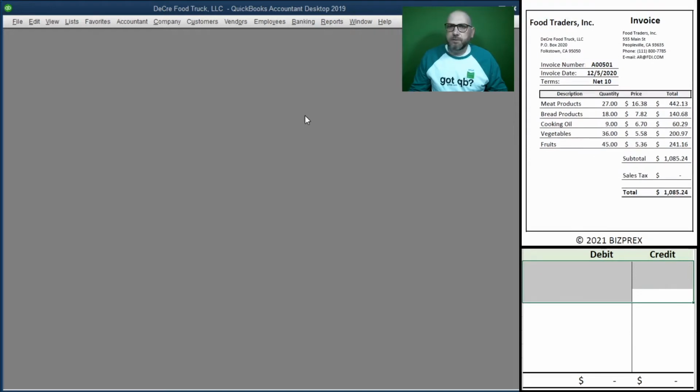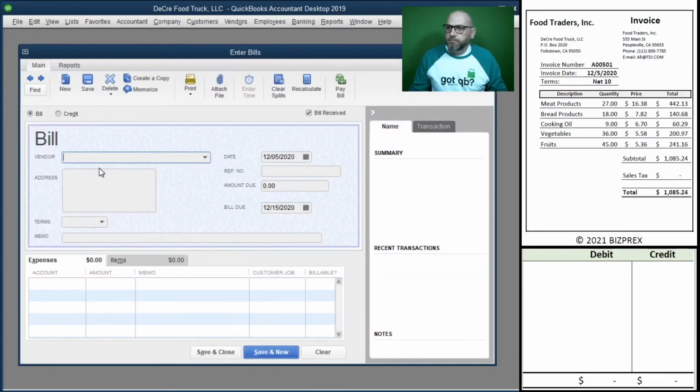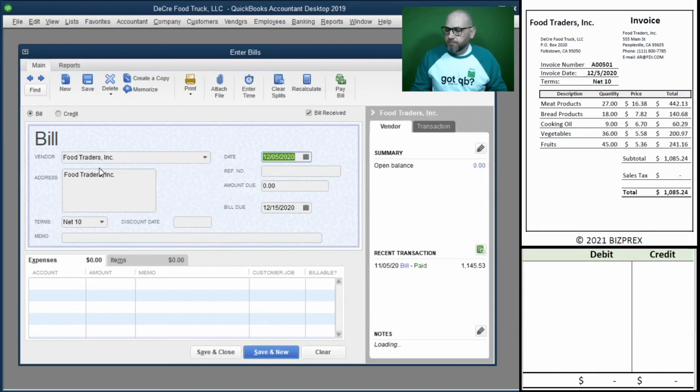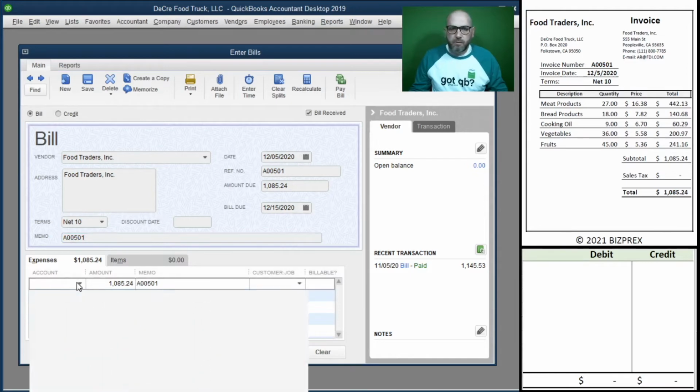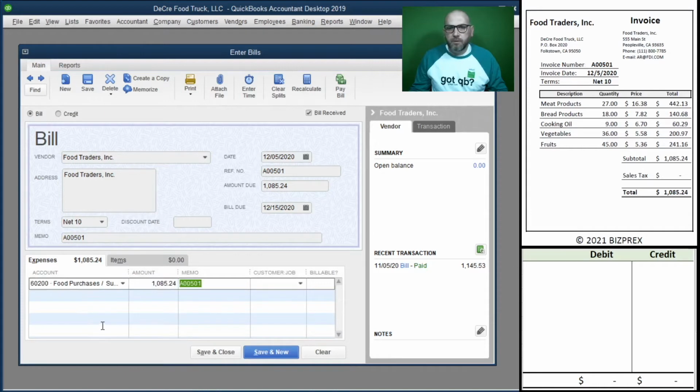All right, we got another invoice here. Meat, bread, sounds like food purchases. Here we are. We're familiar with that. Let's solidify what's going on.